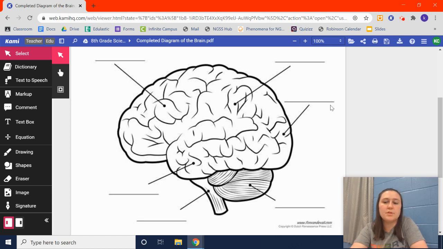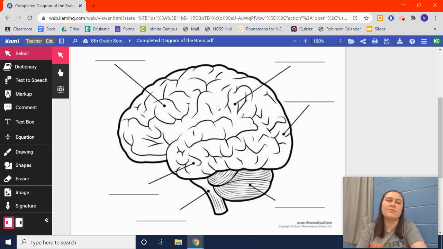All right, so we are going to label this diagram of the brain. There are 6 blanks that we're going to fill out here. When you get finished with this, go to the chart that is also posted in Classroom and look through. It's got all of these parts of the brain that we're going to label, and then some more.